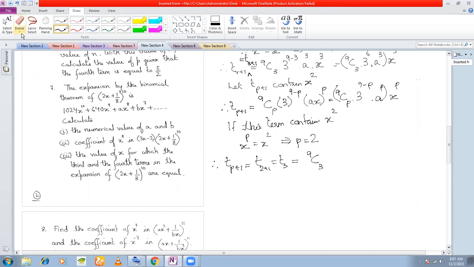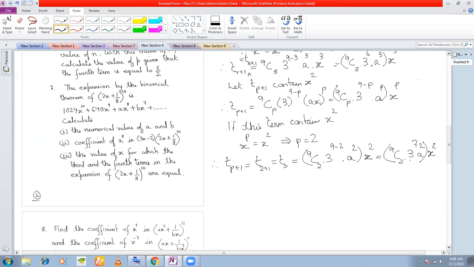So this is 9C2, because we have got p is equal to 2, into 3 to the power of 9 minus 2 into a square x square. So you get here 9C2 3 to the power of 7 a square, and this is x square. So this is the coefficient of your x square in the expansion.